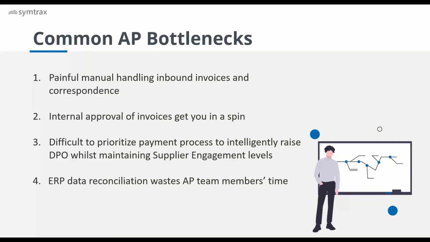So as far as common bottlenecks are concerned, our aim is clearly to reduce and hopefully eliminate these AP bottlenecks by optimizing your DPO and making sure that you have a higher AP turnover ratio across your team to better manage your inbound invoices. So most AP departments struggle when it comes to manually handling high volumes of inbound invoices, especially correspondence with your suppliers in a timely manner.